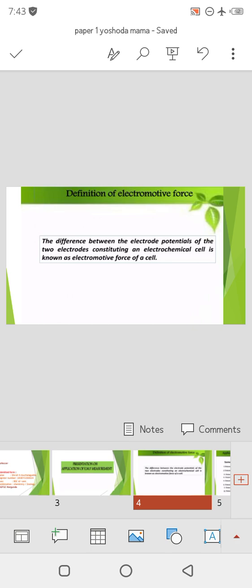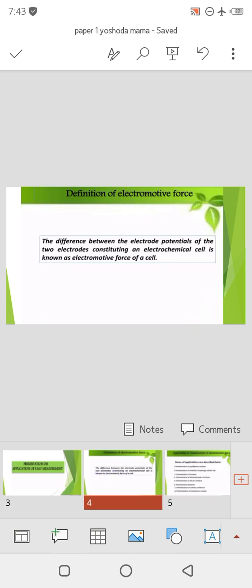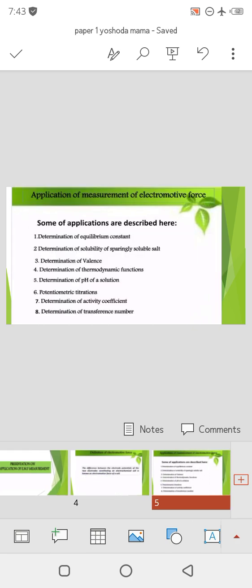The definition of electromotive force: the difference between the electrode potentials of the two electrodes constituting an electrochemical cell is known as the electromotive force of a cell. This is the definition of EMF. So next one is the applications of measurement of electromotive force.